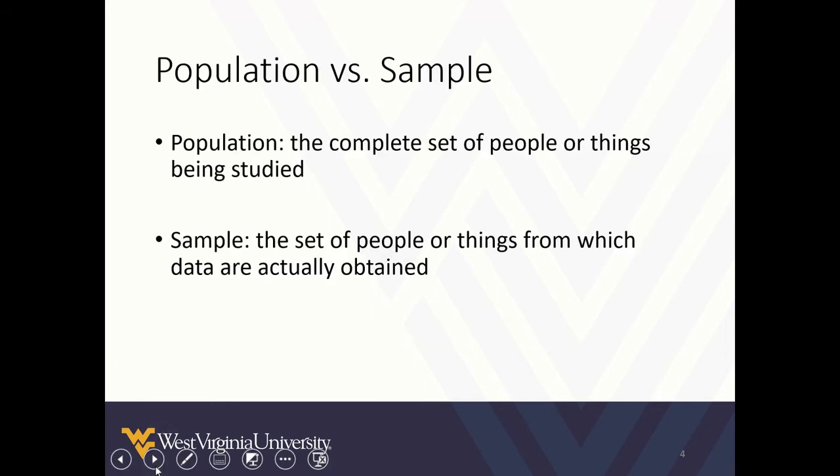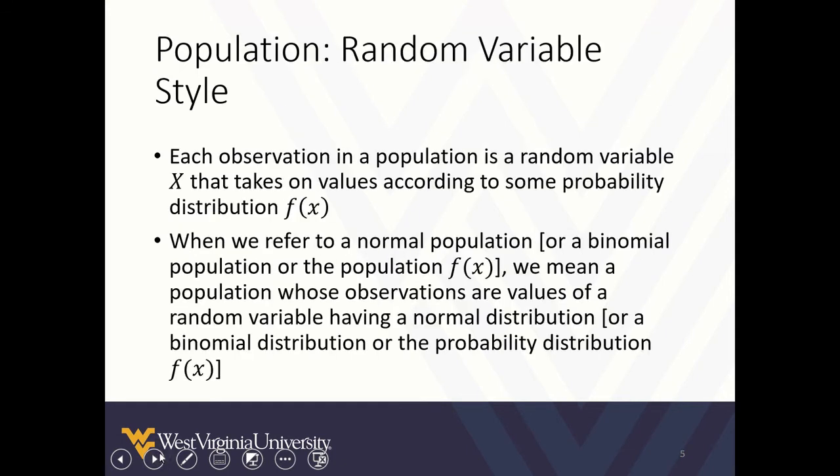Just a quick review of what is a population versus a sample. So recall that a population is the complete set of people or things being studied, but the sample is the set of people or things from which data are actually being obtained. And so a sample is a subset of our population and hopefully covers our population in brief.